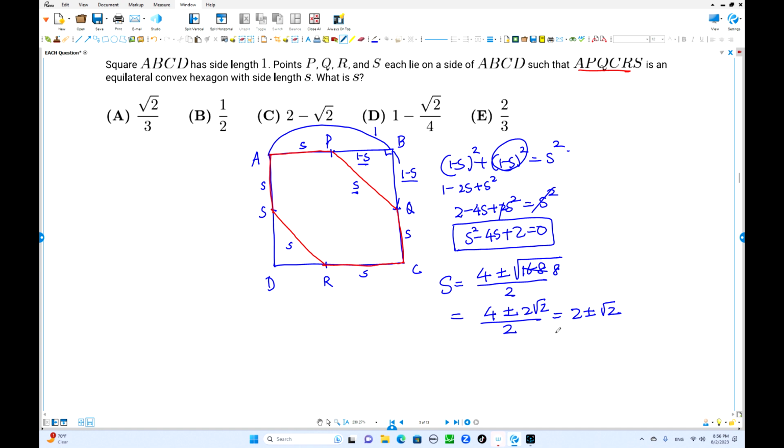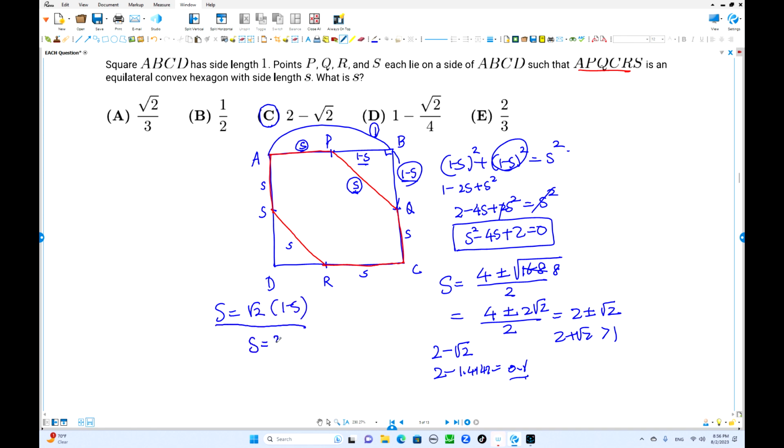Okay, but 2 plus root 2 is not working because this is greater than 1. So s should be less than 1. This side is 1, and s is part of it, so it should be less than 1. So this is not working. We take only 2 minus root 2. You know that root 2 is 1.4142, approximately, so 2 minus root 2 is approximately 0.6. Or you can use special right triangles. This hypotenuse is root 2 times s, which equals root 2 times (1 minus s). Using this, you can find the value of s. That is the same as this number.